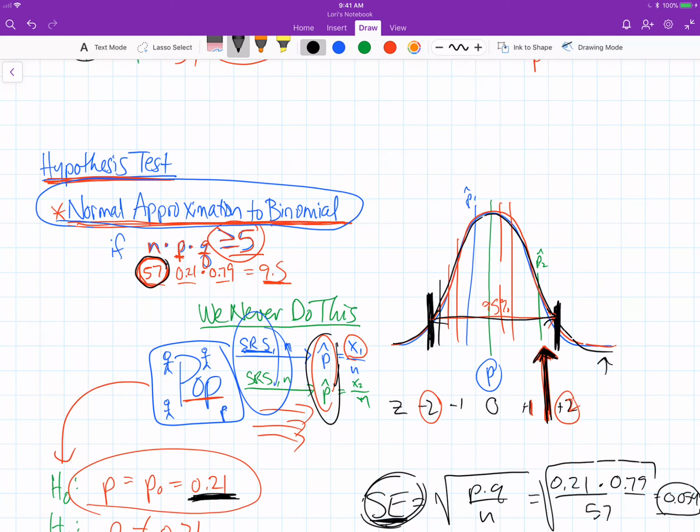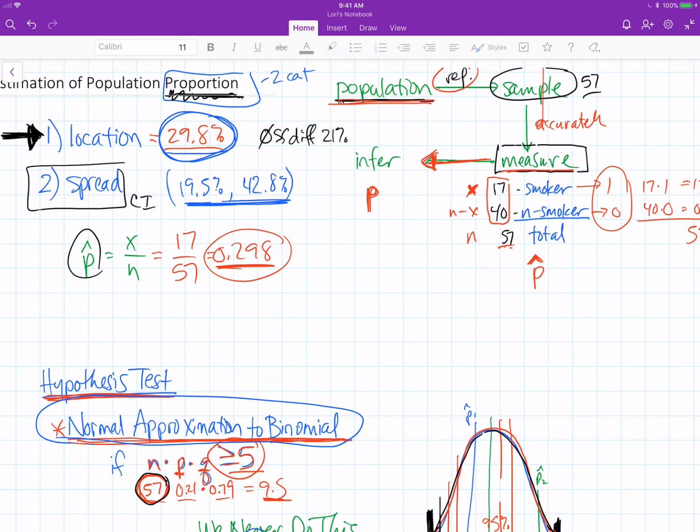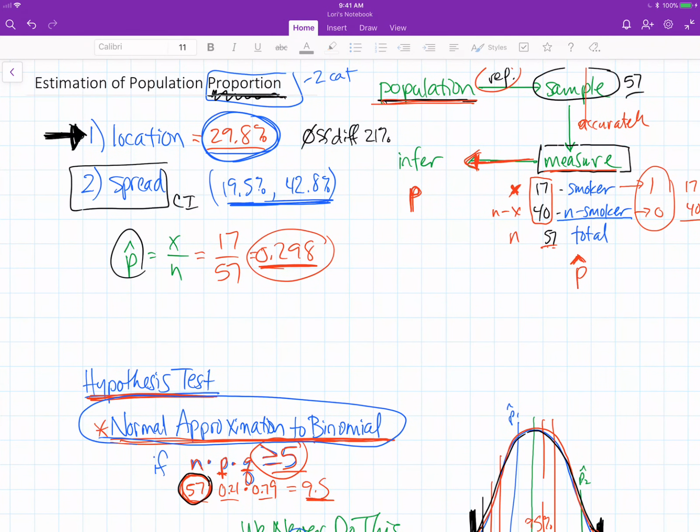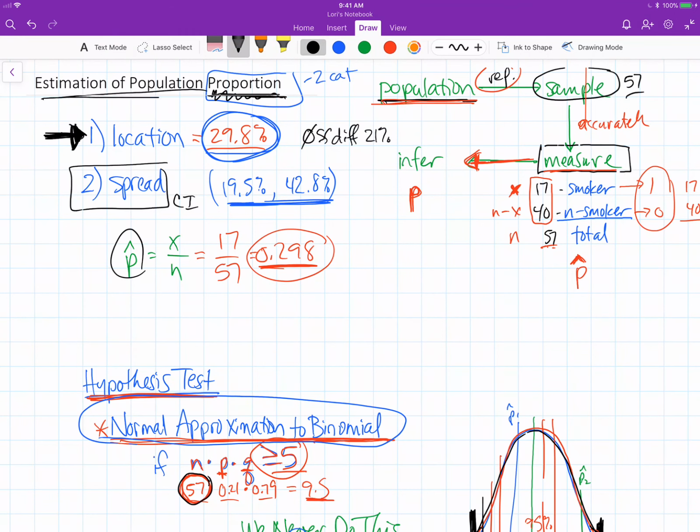So I hope that gives you a good idea about estimating a population proportion. This is probably something that is used less often, but conceptually it is important as a foundation for what we're going to be doing starting next quarter.